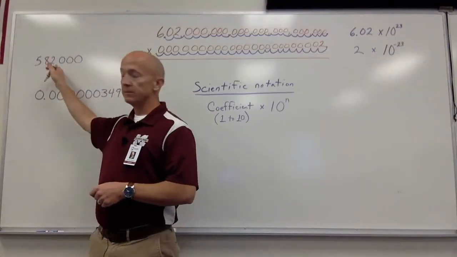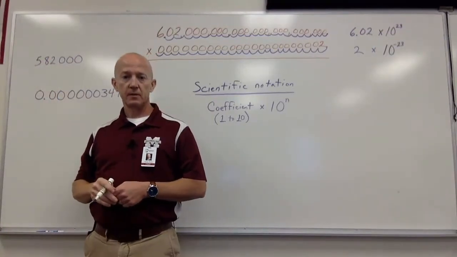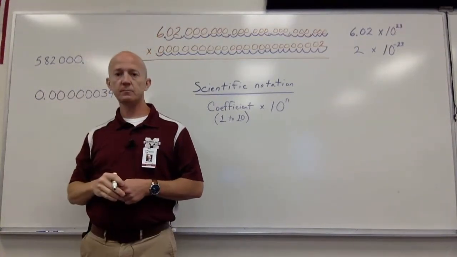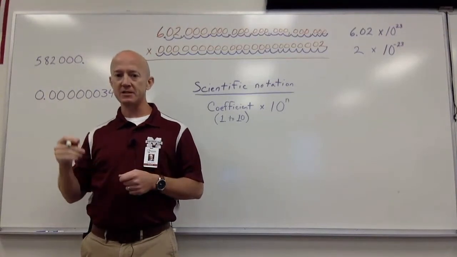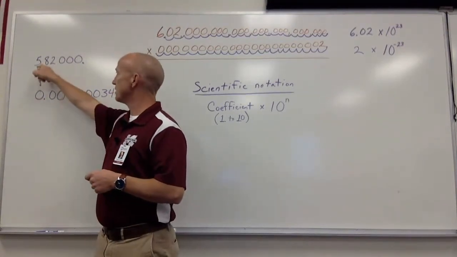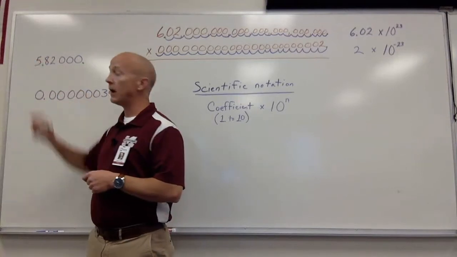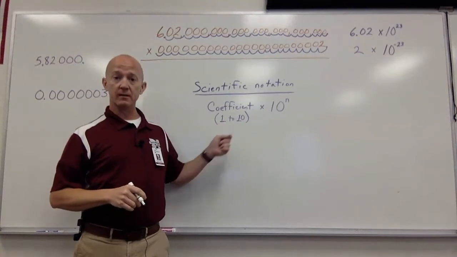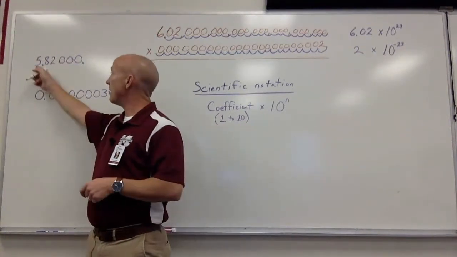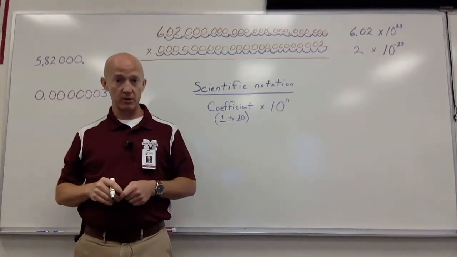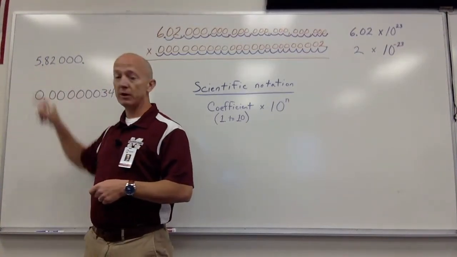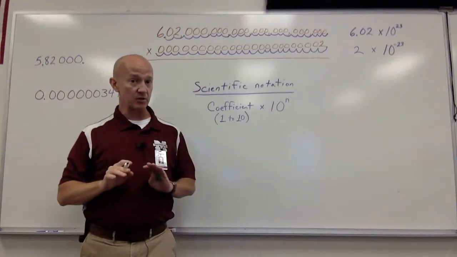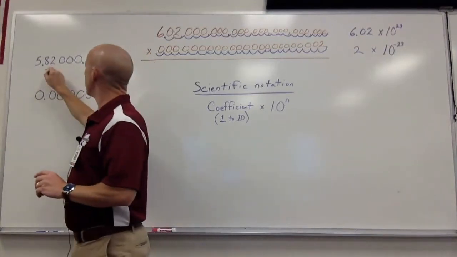Let's start with this first number, 582,000. The first thing we need to do is we'll place our decimal at the end here. Next, we'll decide how many places it takes to get that decimal to this point right here. Why? Because remember, our coefficient needs to be between 1 and 10. Not 0.5, not 58, between 1 and 10. So in this case, 5.8. So our coefficient is going to be 5.82. You see? I'll write that down.